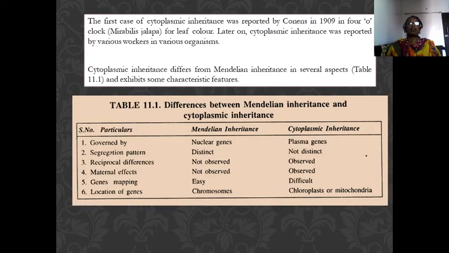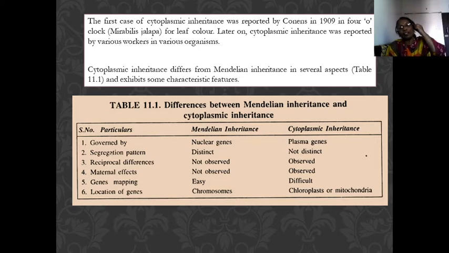The first case of cytoplasmic inheritance, as all of you know, was studied by the scientist Correns in Mirabilis jalapa, and he observed the basic differences between Mendelian inheritance and cytoplasmic inheritance. On the basis of nuclear genes and plasma genes, the segregation pattern in Mendelian inheritance is distinct, while in cytoplasmic inheritance it is not distinct. In Mendelian inheritance reciprocal differences are not observed, but in cytoplasmic inheritance we observe different F1 results. In Mendelian inheritance we do not see maternal effects, but the maternal effect is present in cytoplasmic inheritance.